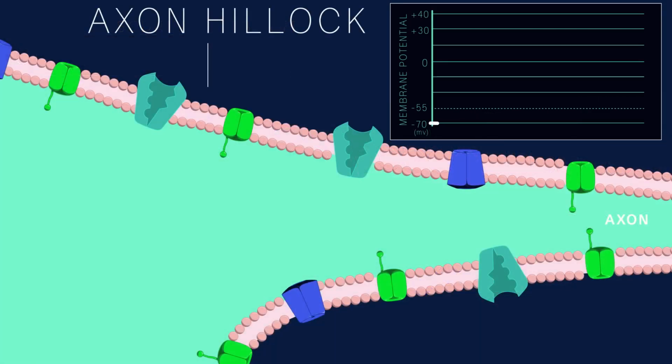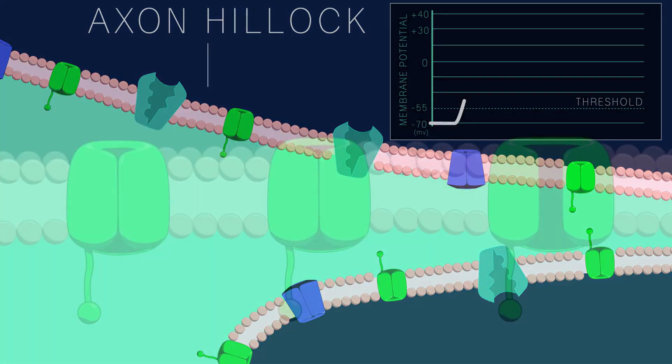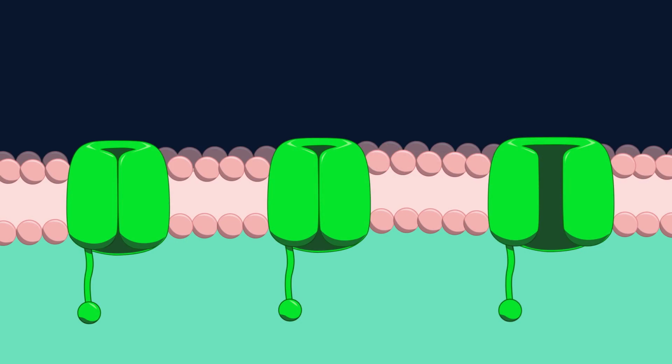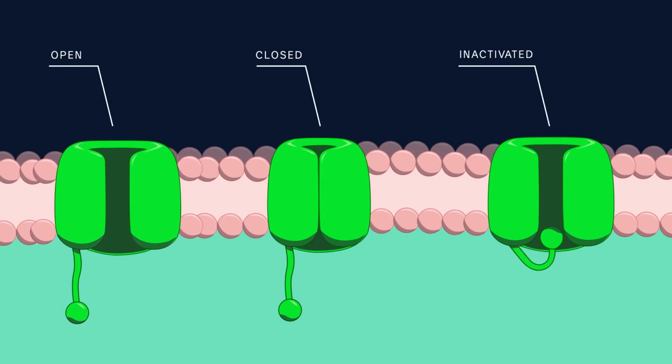When the outside stimulation is large enough to bring the membrane potential in the neuron body up from -70 millivolts to the threshold voltage of -55 millivolts or higher, this triggers an action potential at the axon hillock, which then travels down the axon. Voltage-gated sodium channels have 3 states: open, closed, and inactivated. At rest, the sodium channel is closed.